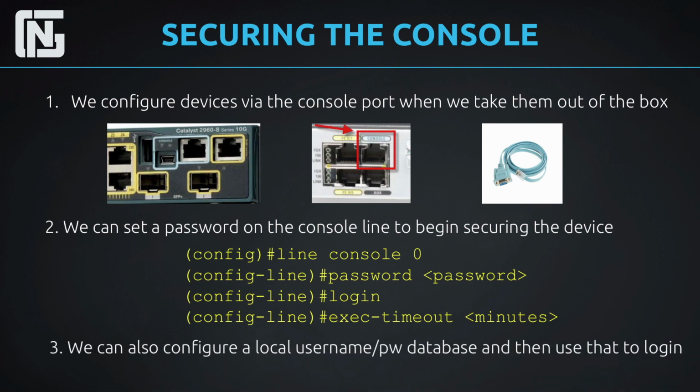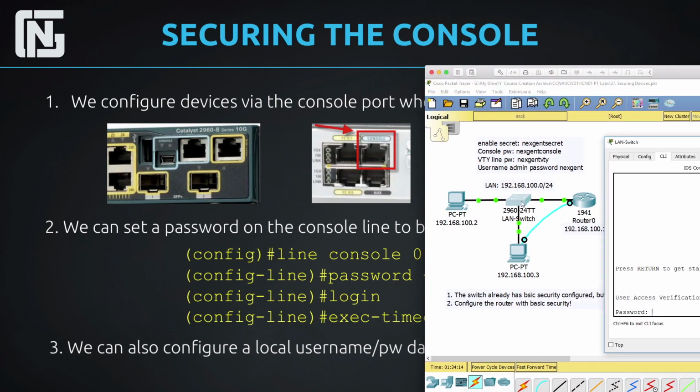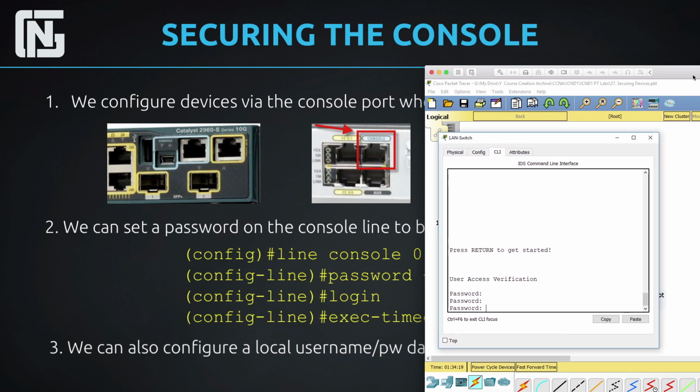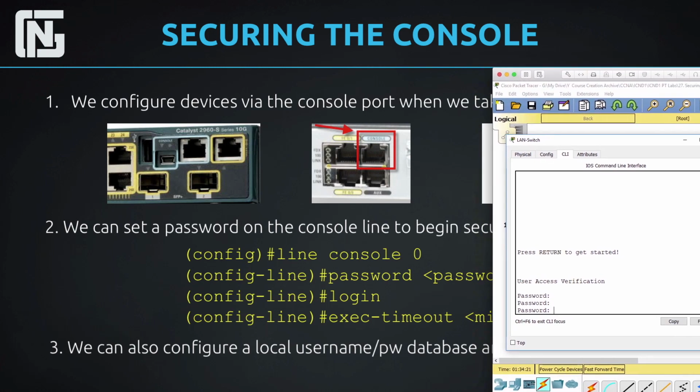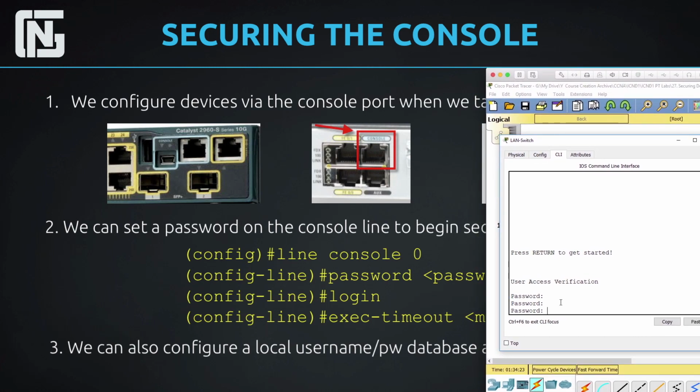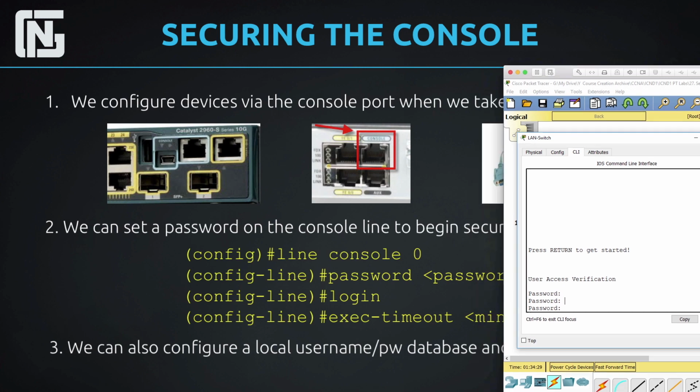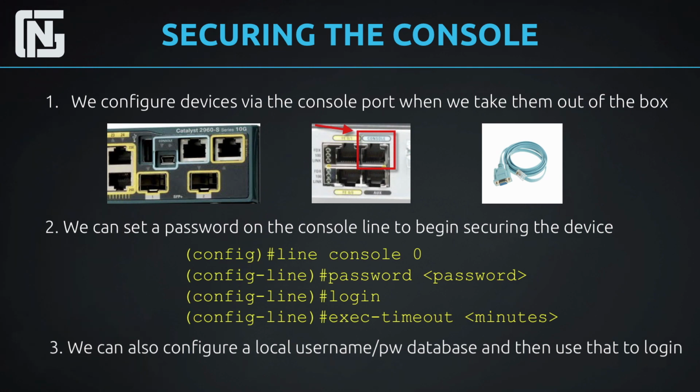It's protecting that local access to the device. And there's one more thing. We can also configure a local username and password database, meaning that here we can just set a password and we'll get that password prompt like we just did. But we could also set a username and password on the router, and instead of getting just a single password, we'd be prompted for the username and password. So that's another way we can set our login. So we'll look at both of those methods.